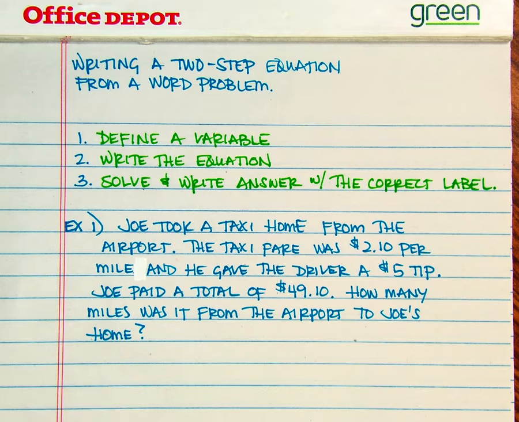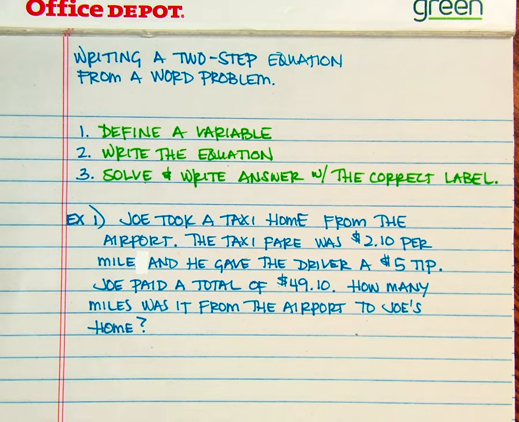Okay, so again, you might want to pause the video so that you can write all of this word problem down. Example 1, Joe took a taxi home from the airport. The taxi fare was $2.10 per mile, and he gave the driver a $5 tip. Joe paid a total of $49.10. How many miles was it from the airport to Joe's home?